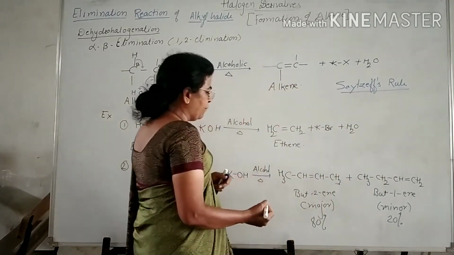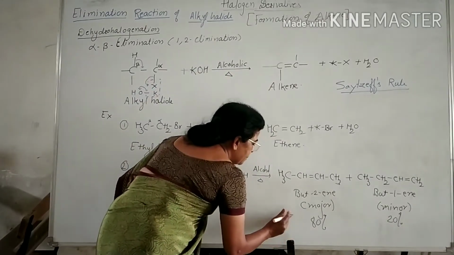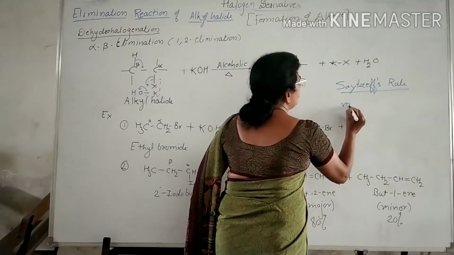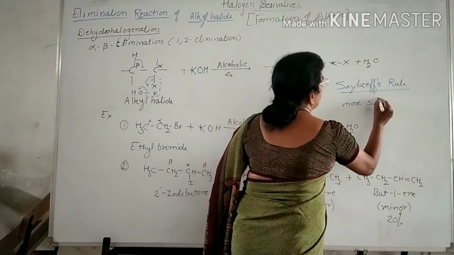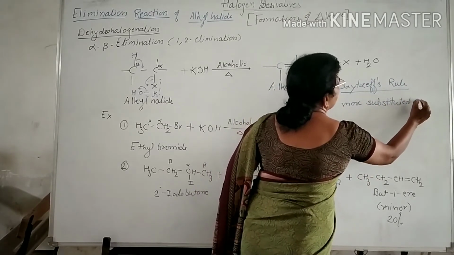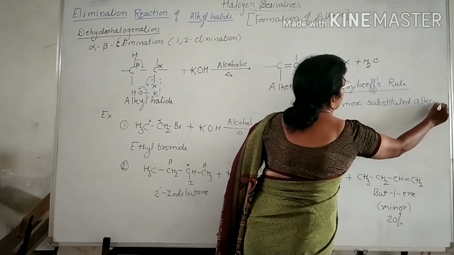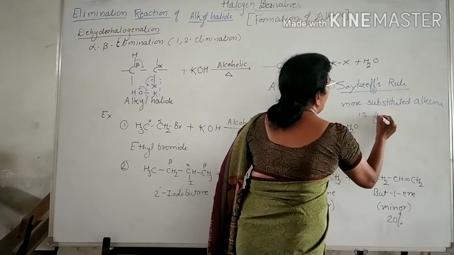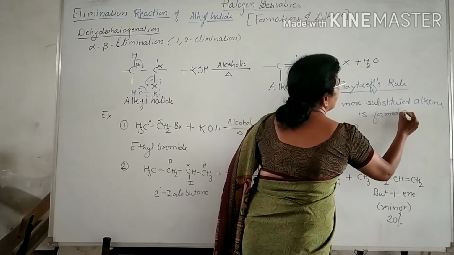According to Saytzeff rule, the more substituted alkene is formed as a major product.